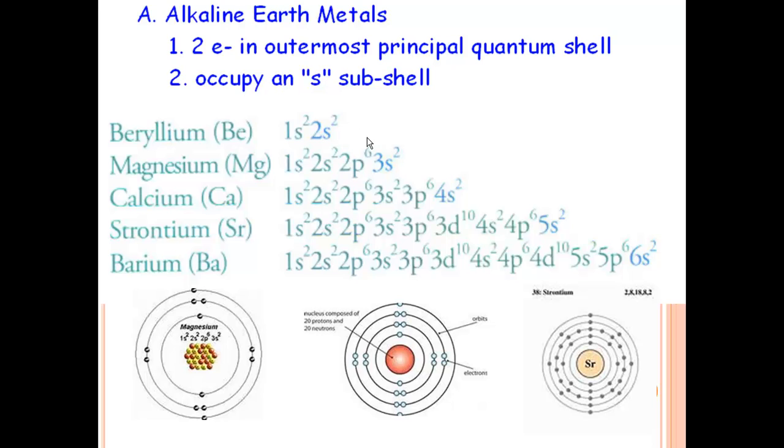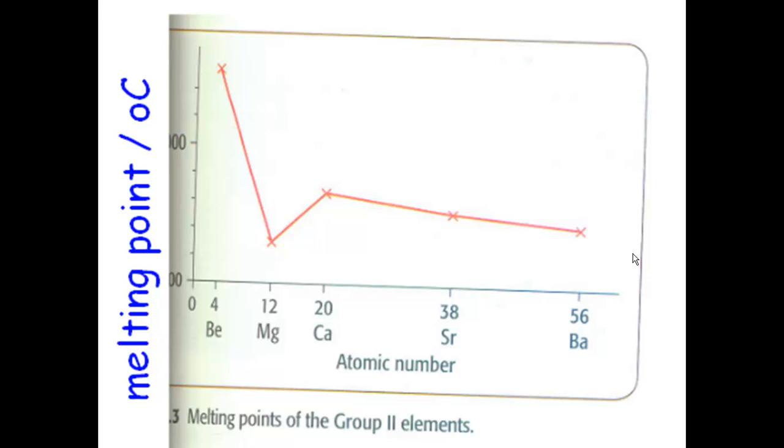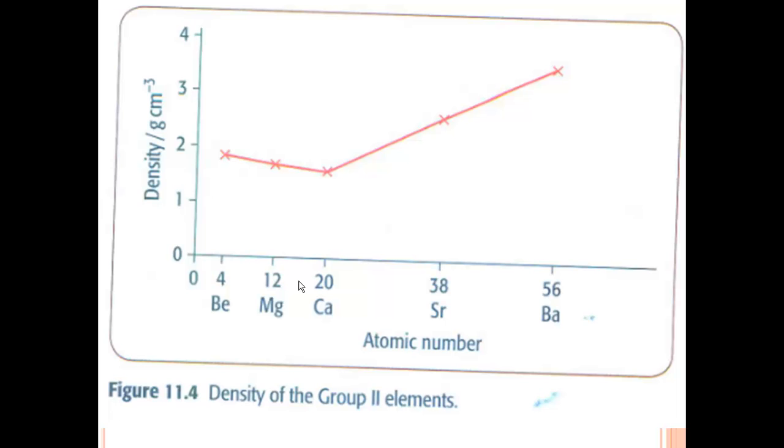Obviously, as you go down the periodic table, the size is increasing because of different energy levels. It goes through periods 2, 3, 4, 5, and 6, and then radium in period 7. Melting point is typically going down. There is a dip with magnesium. That's a special property for magnesium because of the specific size it is. But generally they go down.